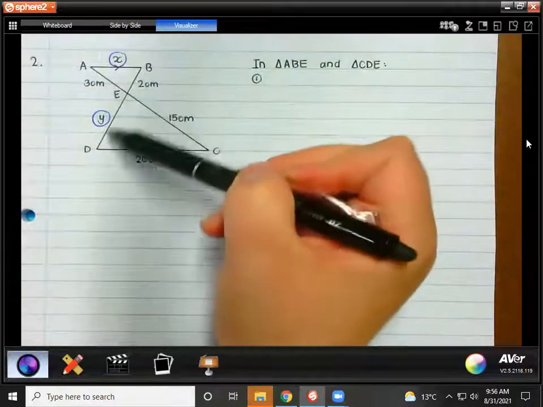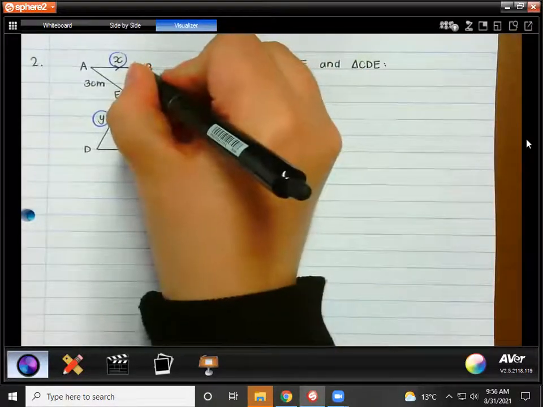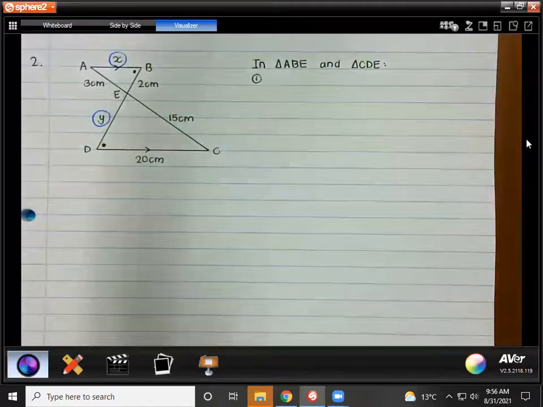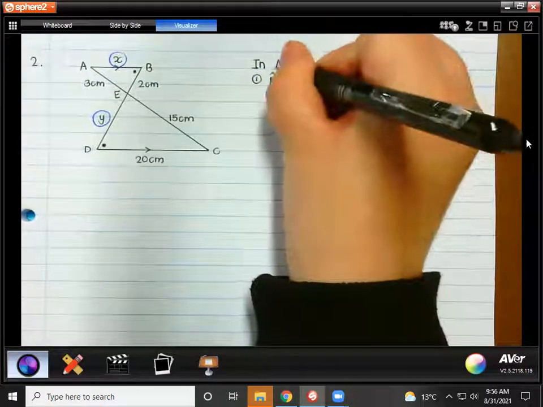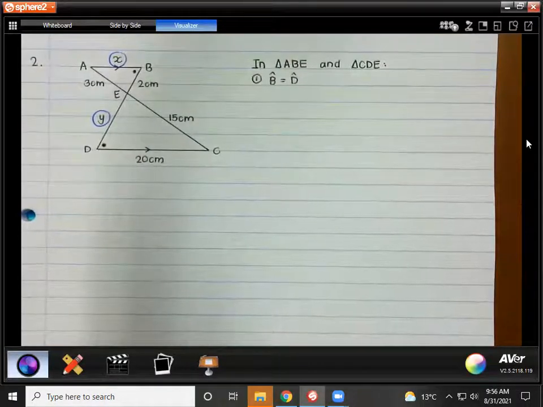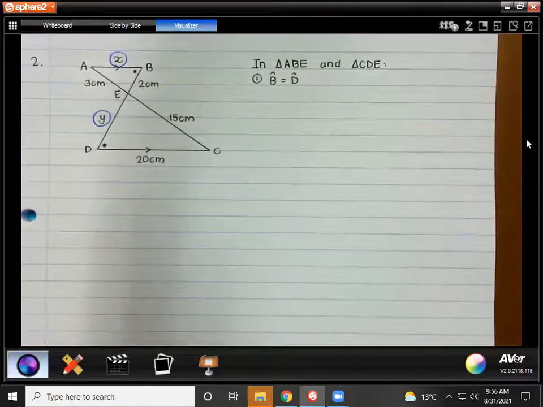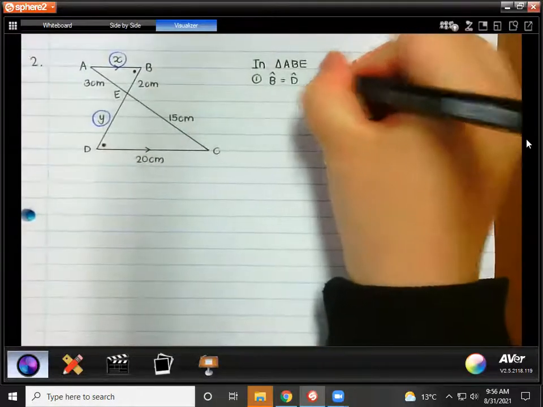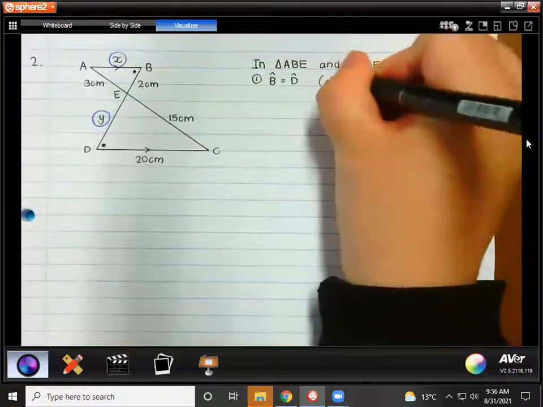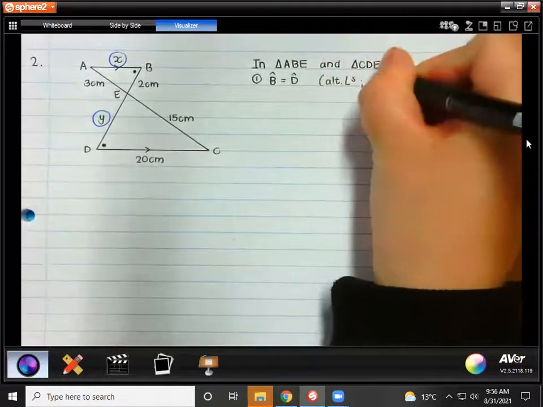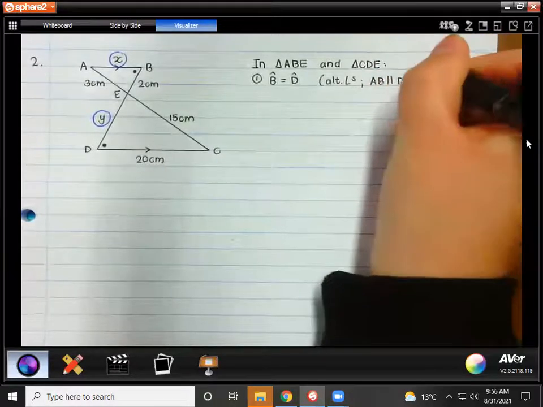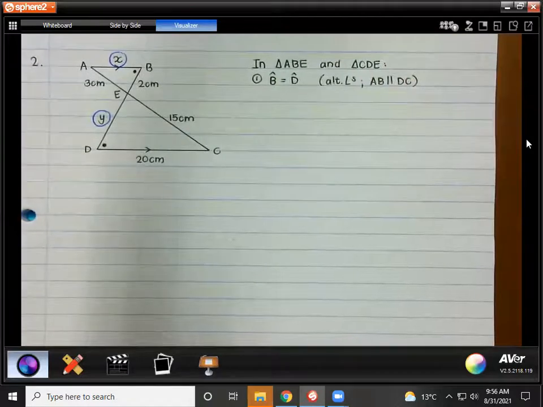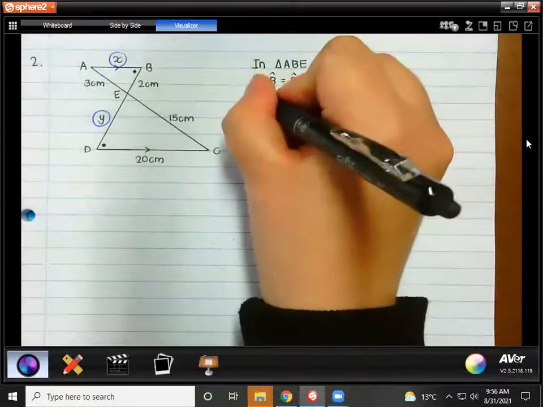So if we're looking at that Z shape over there, B is going to be equal to D. So angle B is equal to angle D. Now we can just say B and D because those are actually the only angles at those points. The reason is when we're using the Z shape, it's alt angles. And remember, you have to say which sides are parallel. So AB is parallel to CD. Okay, one down.